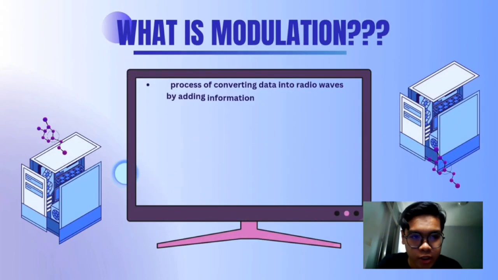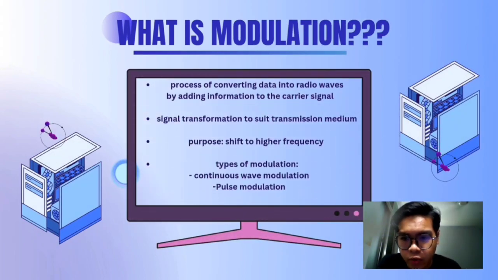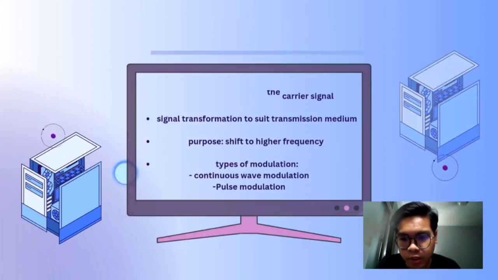First, we begin with modulation. So what is modulation? Modulation is a process of converting data into radio wave by adding information to the carrier signal. The signal transmission is transformed to suit the transmission medium, which purpose is to shift the frequency to a higher frequency. There are two types of modulation, which include continuous wave modulation and pulse modulation.